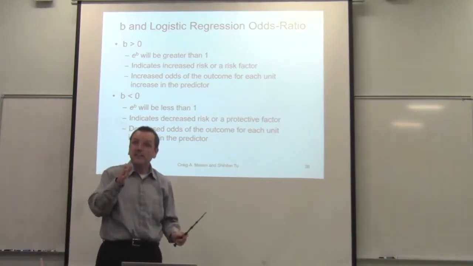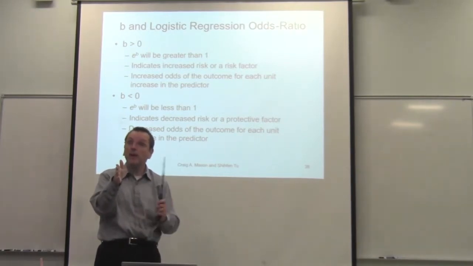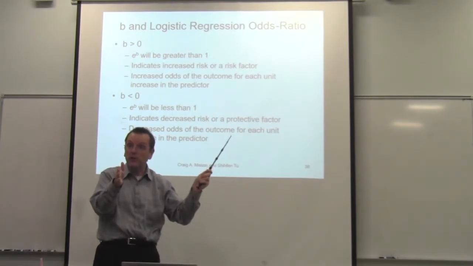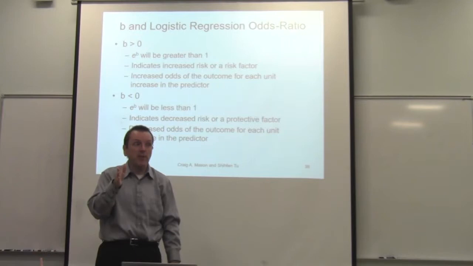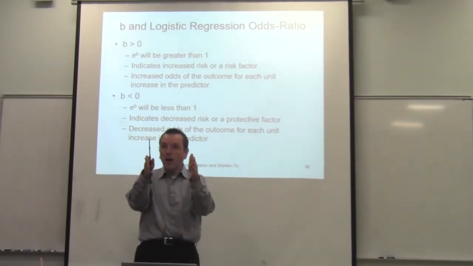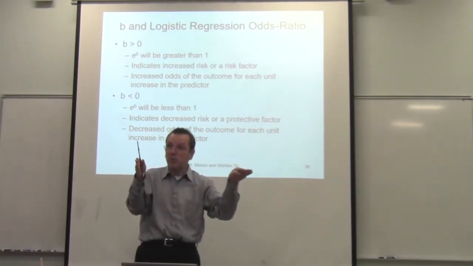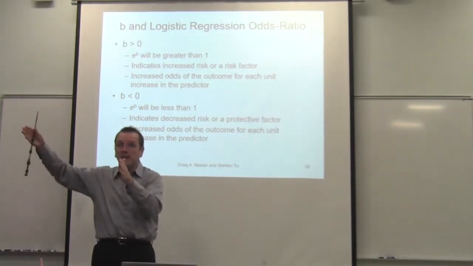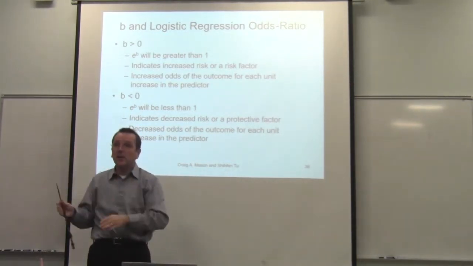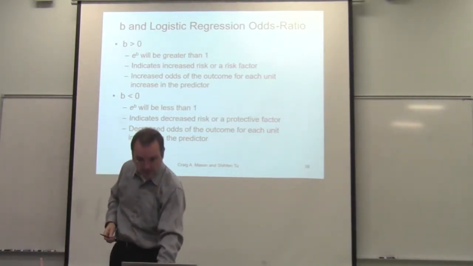And instead of 0 being the value of no effect for the regression coefficient, for an odds ratio, 1 means no effect. Values of odds ratios between 0 and 1 mean that the odds are getting smaller and smaller for the outcome. Odds ratios from 1 to positive infinity indicate the odds are getting greater and greater.